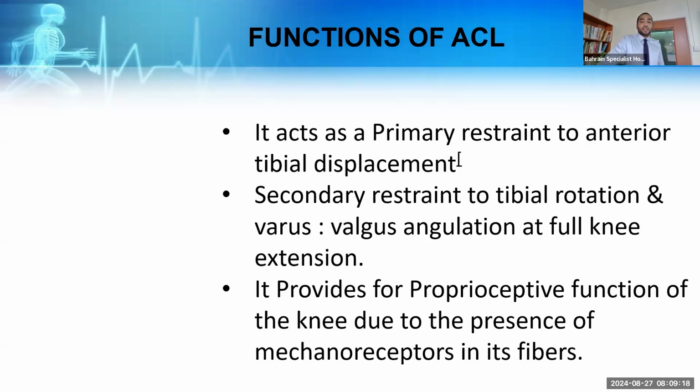The secondary action of the anterior cruciate ligament is that it prevents rotation of the tibia and also varus valgus angulation of the knee at full extension. It also provides for proprioceptive function of the knee due to the presence of mechanoreceptors in the synovial lining of the anterior cruciate ligament.